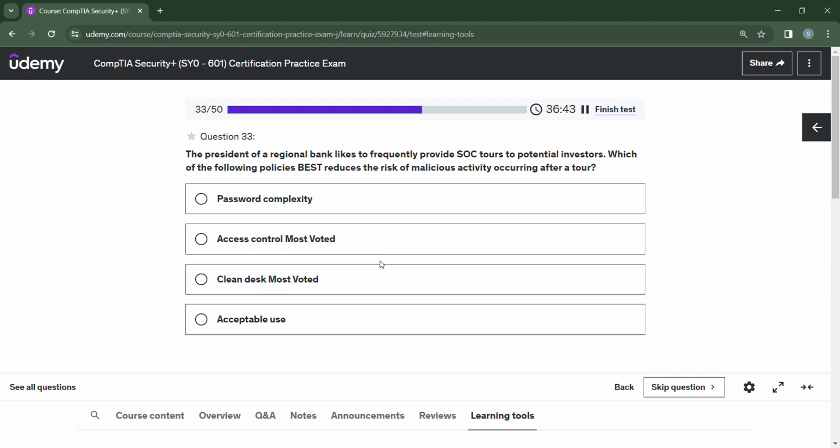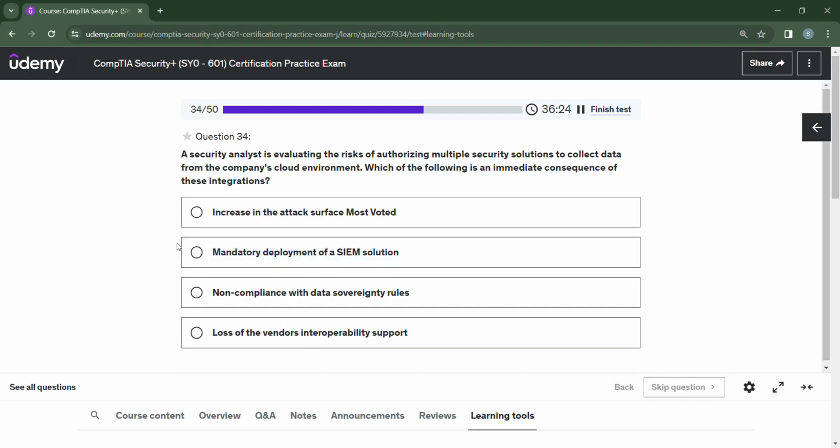President of a regional bank likes to frequently provide SOC tours to potential investors. Which of the following policies best reduces the risk of malicious activity? It's not password complexity, acceptable use, no. Access control, clean desk. I'm going to go with clean desk.